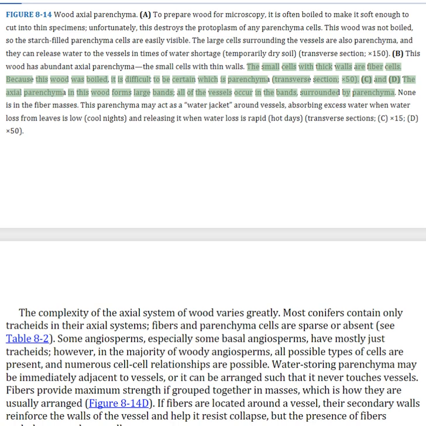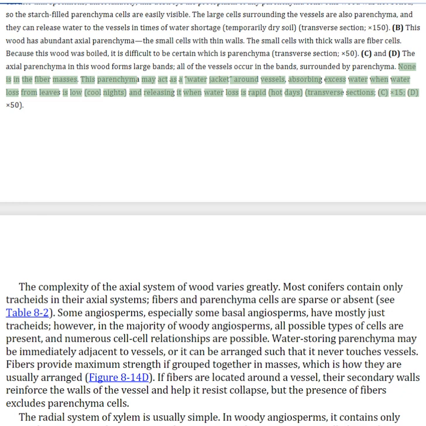Because this wood was boiled, it is difficult to be certain which is parenchyma. And the axial parenchyma in this wood forms large bands. All of the vessels occur in the bands, surrounded by parenchyma. None is in the fiber masses. This parenchyma may act as a water jacket around vessels, absorbing excess water when water loss from leaves is low and releasing it when water loss is rapid.